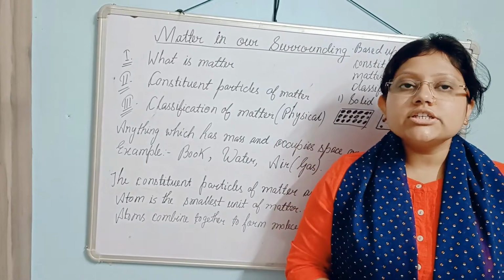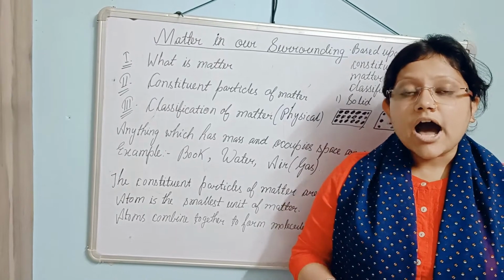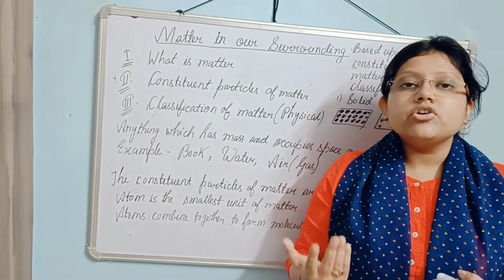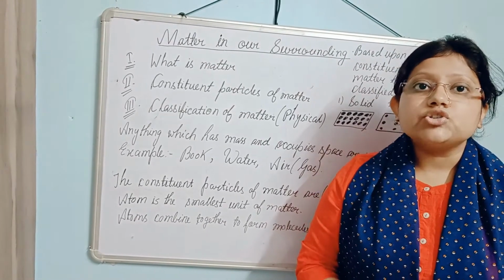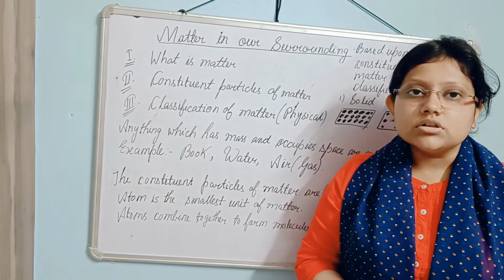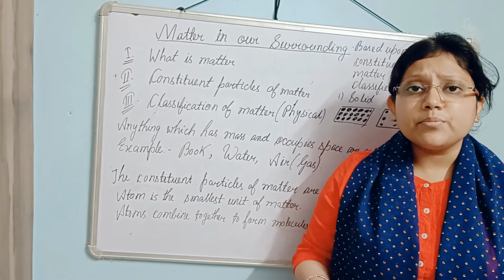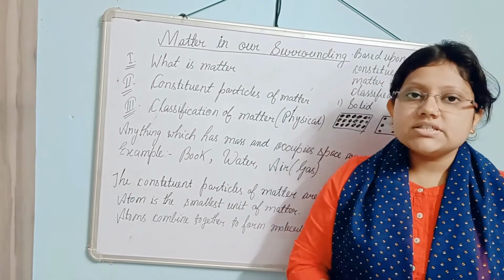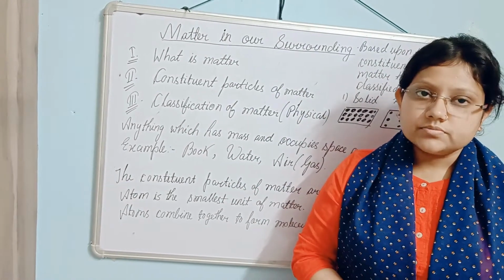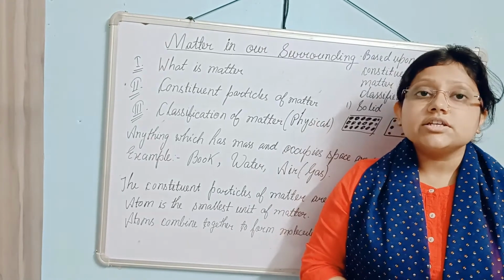So before going to the definition of what is matter, I will ask you to see in your surroundings what are the things which you can see. I believe that you are able to see a table, a chair, a book, a paper, a pencil, etc. So as per your chapter says, they all are matter. Is it true? Yes, it is true.